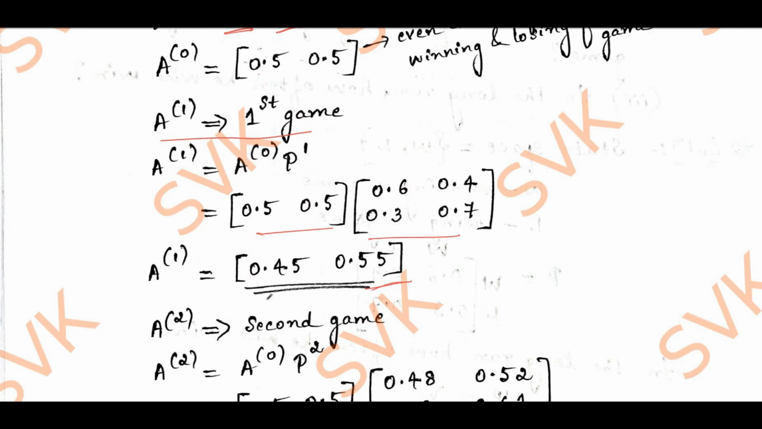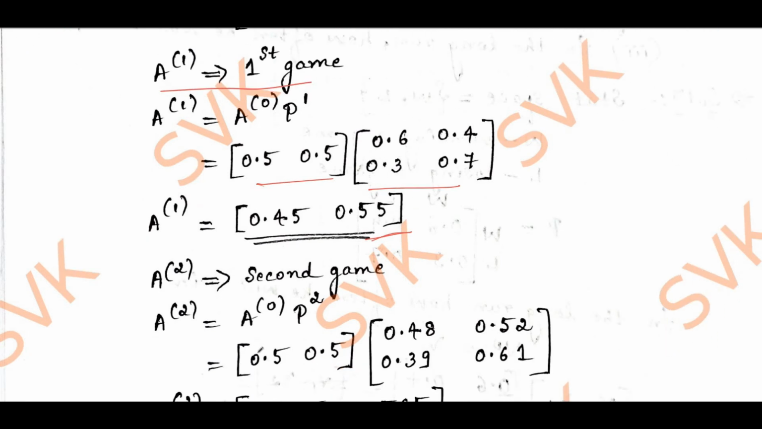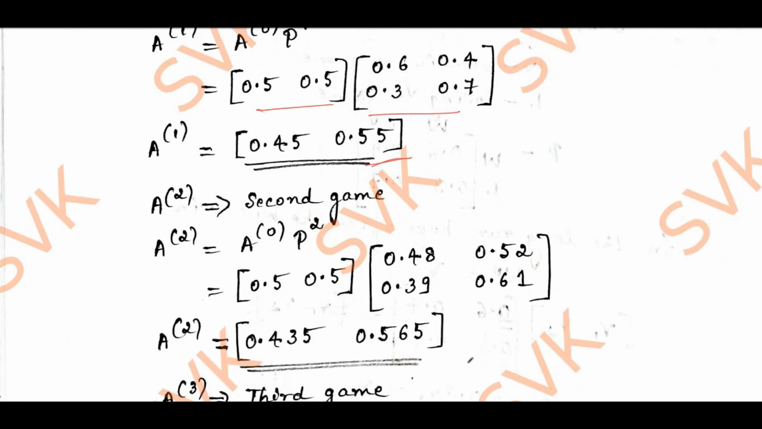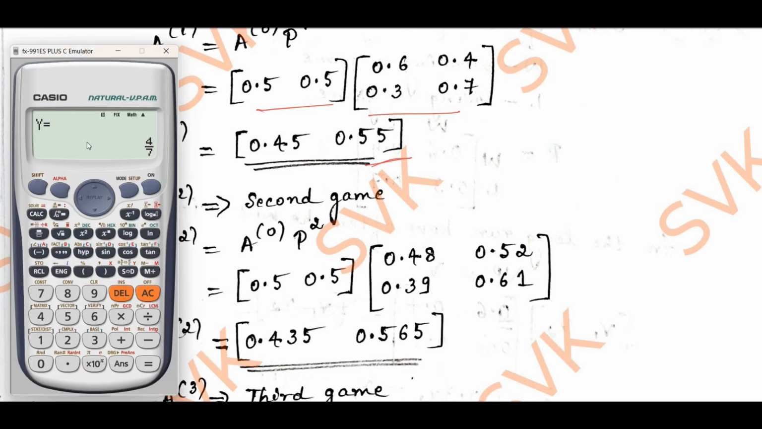We need to find the second game. To find the second game, I require to find A power 2. So A power 2 is given by A power 0 into p square. I need to find p square. You can make use of the calculator. Again, how to make use of the calculator: go to matrix mode, here 6. In that matrix I am going to take 1 of order 2 cross 2. I will consider 2 cross 2. In that I will enter 0.6, 0.4, 0.3, 0.7.